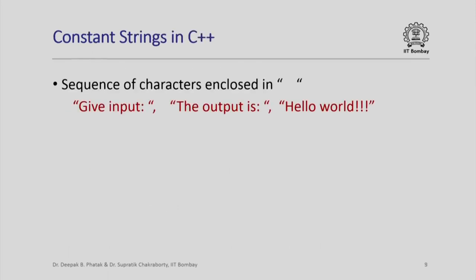We can also have constant strings in C++. These are usually sequences of characters enclosed in double quotes. So, I could have "Give input: ", or "The output is: Hello world!".